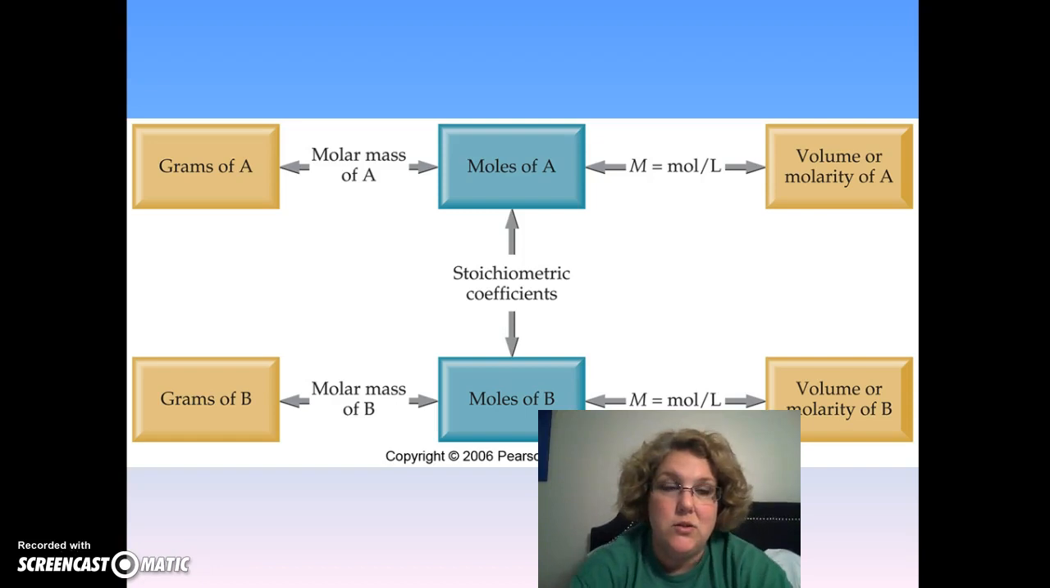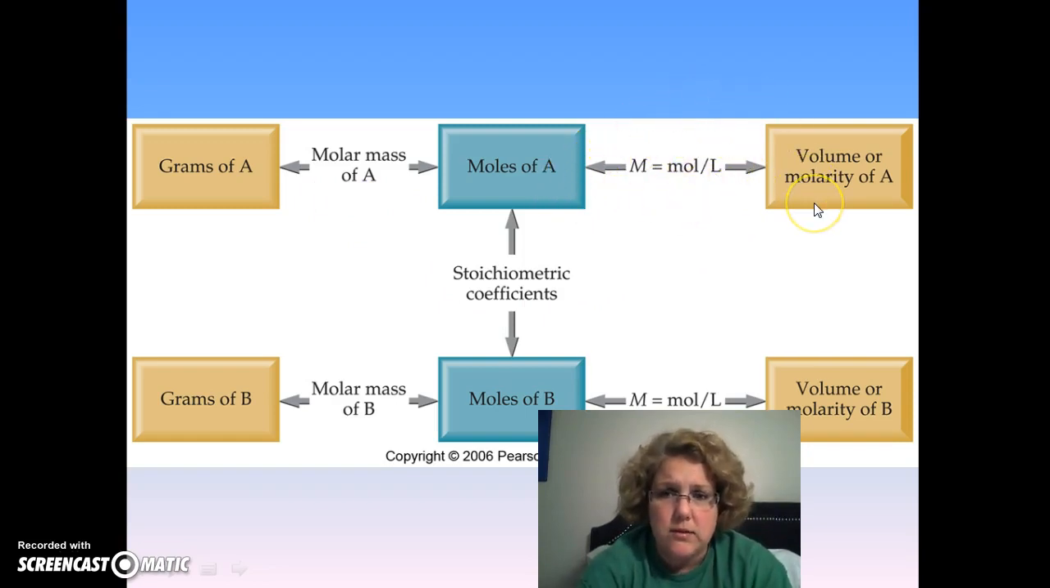Well, we're going to continue to do the same sort of thing, just instead of using the molar mass, we're going to use the molarity. Remember, molarity is simply the moles per 1 liter of solution. Now, that doesn't mean you always have 1 liter of solution, just like over here you didn't always have 1 mole of the substance either, but that's what we set up as the conversion factor.